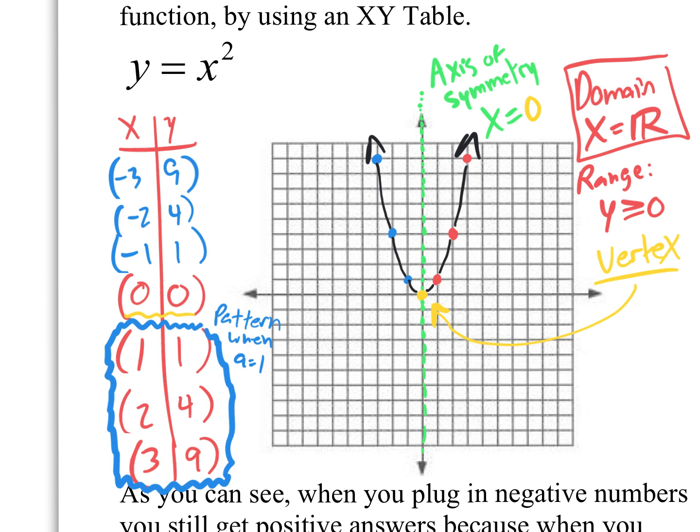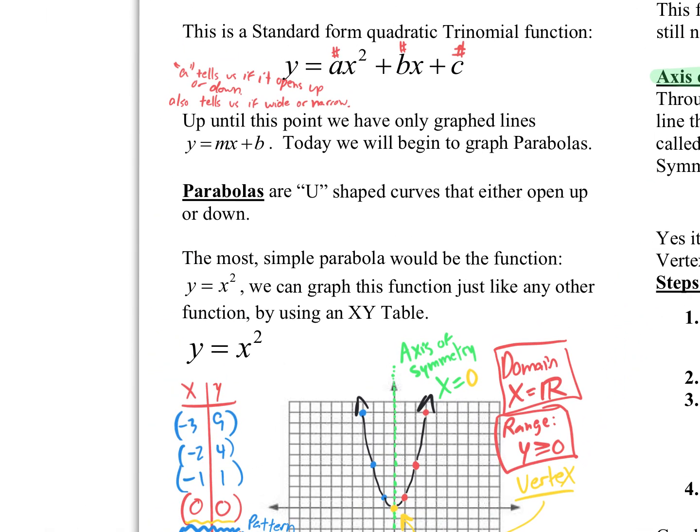So those are a couple of things that we missed yesterday, domain and range. And I hope everybody that was absent yesterday and is watching this for the first time understands how we came up with these coordinates using an input-output table. Okay, now we just mentioned earlier that the A value tells you if it opens up or down.